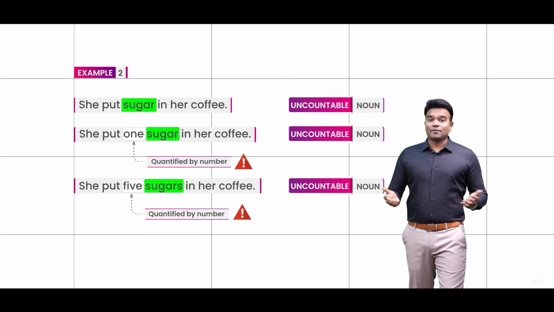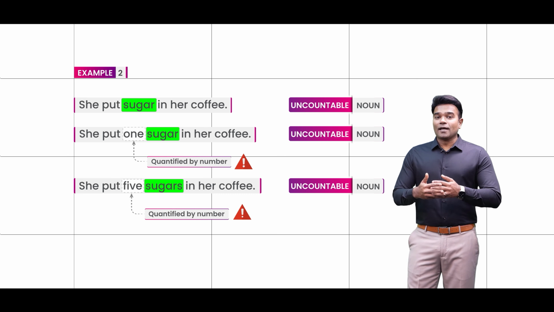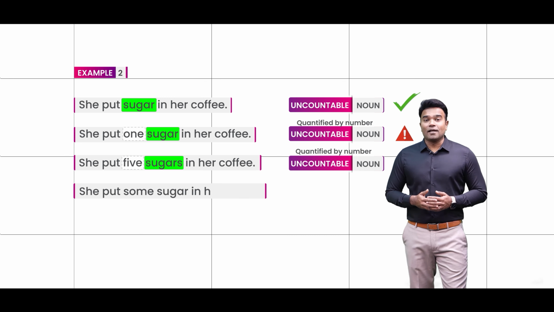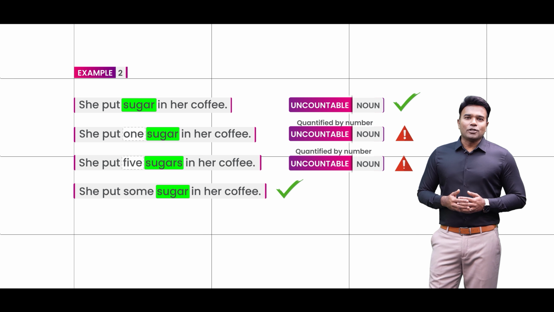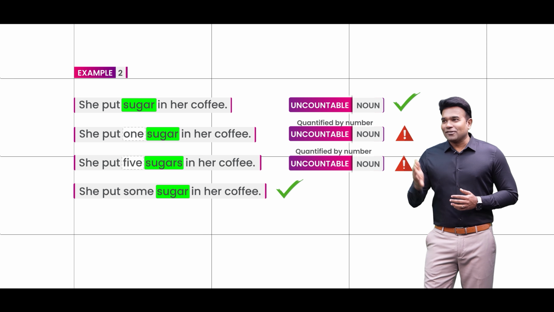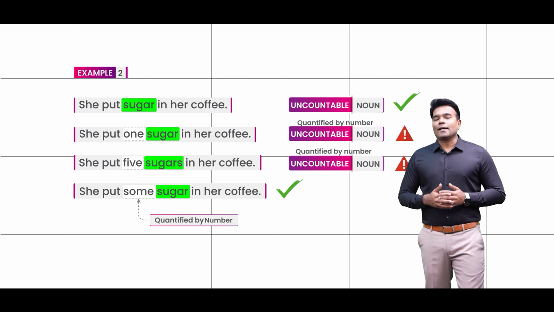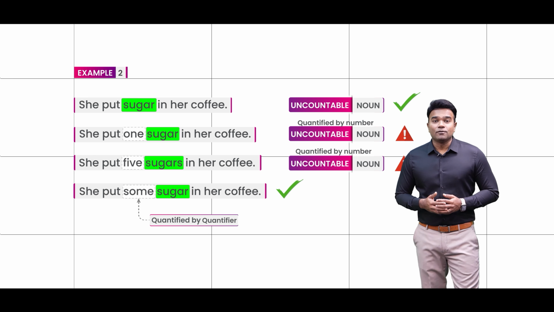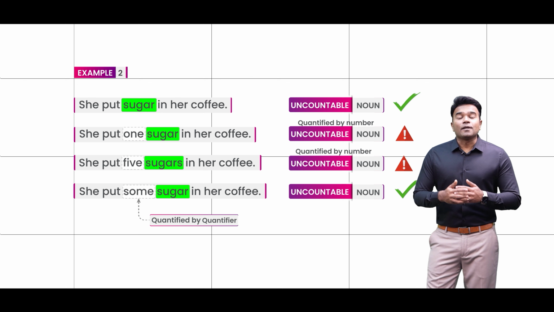But then, can we really use quantifiers to quantify uncountable nouns? Have a look at this sentence. She put some sugar in her coffee. Well, this happens to be a valid English sentence. The word some is not a number, but it is definitely a quantifier, and in this sentence we are using a quantifier to quantify the uncountable noun, which is perfectly valid.